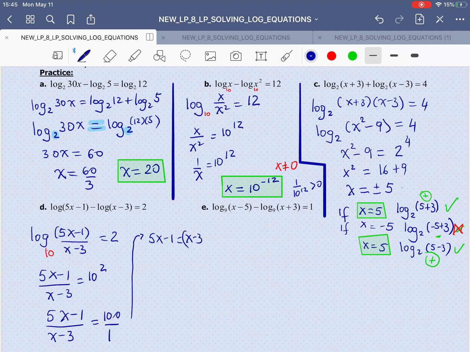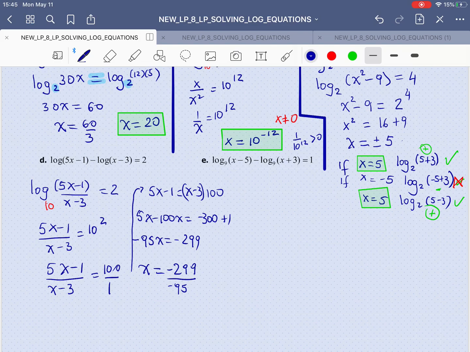Or 5x minus 1 equals x minus 3 times 100. 5x minus 100x equals negative 300 plus 1. Negative 95x equals negative 299. x equals negative 299 divided by negative 95. And even better, we're going to say x equals 299 over 95. Okay, so that would be the solution here.